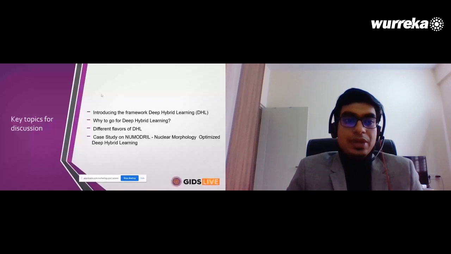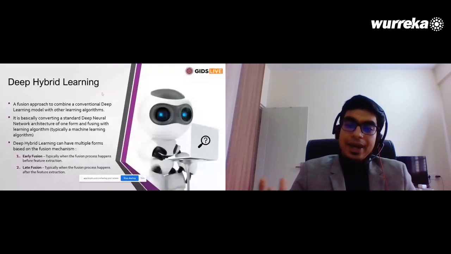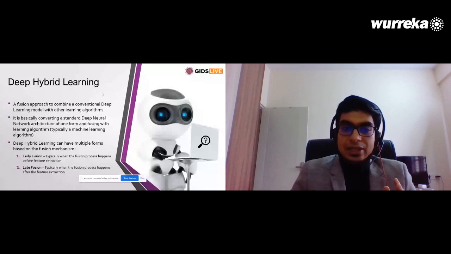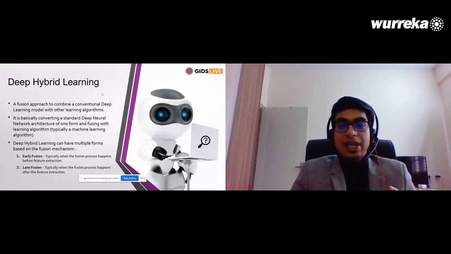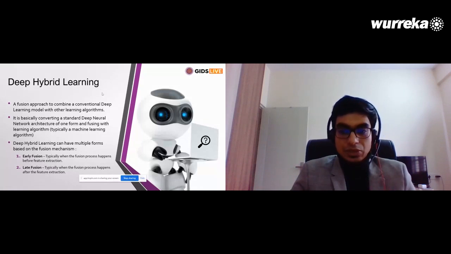So now coming to the main session of what exactly is deep hybrid learning. Deep hybrid learning is a fusion where we combine the classical or conventional deep learning methods or algorithms with some other type of learning algorithm. When we talk about other types of learning algorithms, it can be any classical machine learning algorithm, or even another deep learning algorithm with a different architecture or a different way in which the network is planned and modeled.